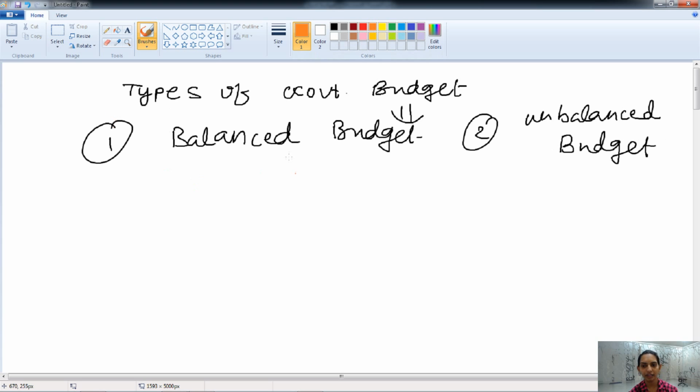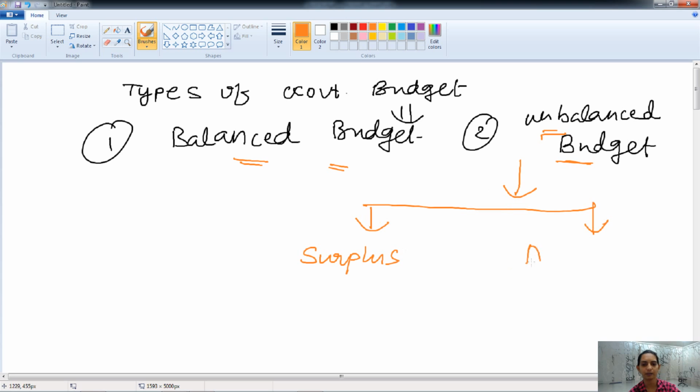When the proposed revenue is equal to the expenditure, then it is known as the balanced budget. And when the revenue is not equal to the expenditure, then it is known as the unbalanced budget. Here the unbalanced budget is also further classified into two categories. The first one is the surplus budget, and the next one is the deficit budget. It is the classification of the unbalanced budget.